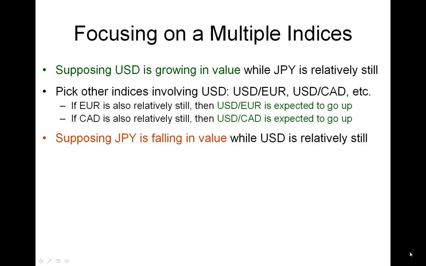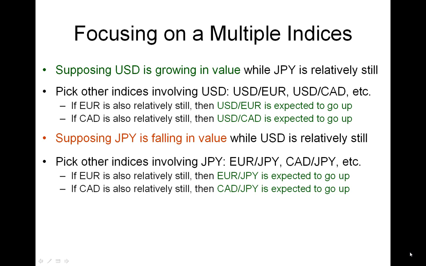Now let's suppose it was the other direction. Supposing the Japanese yen is actually falling in value and it's not the US dollar that's growing in value, then supposing we pick other indices involving the Japanese yen, such as the euro to the Japanese yen or the Canadian dollar to the Japanese yen, if the euro is also relatively still, then the value of the euro to the Japanese yen is expected to go up, because even if the euro is not growing up, the Japanese yen is falling.